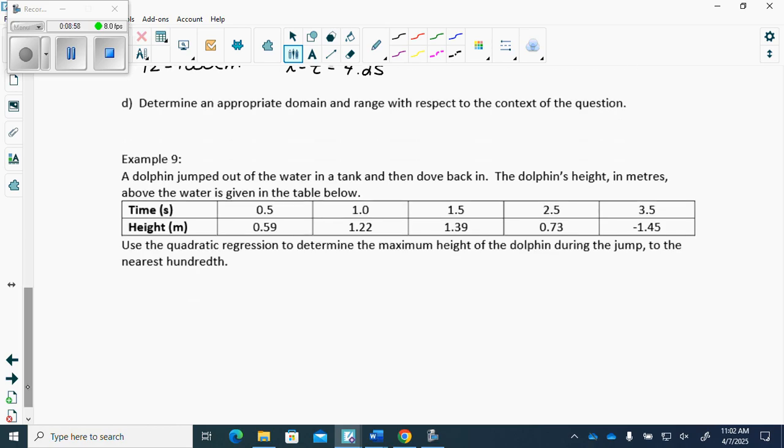A dolphin jumped out of the water in a tank and then dove back in. The dolphin's height in meters above the water is given by this table. Time, height. Use a quadratic regression, so we don't get a choice. It's quadratic. Determine the maximum height of the dolphin during the jump. Make sure you make your minimum for y negative because this dolphin is jumping into the water. Water level is 0, right? So we can have negatives.